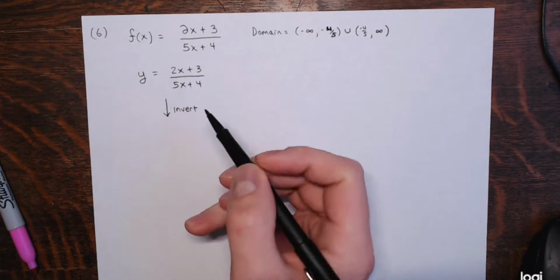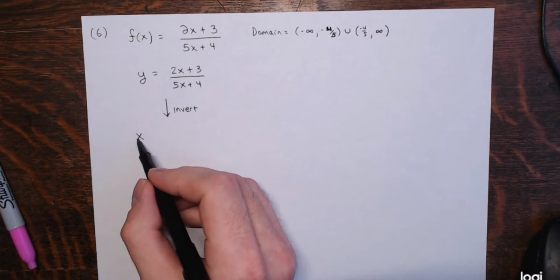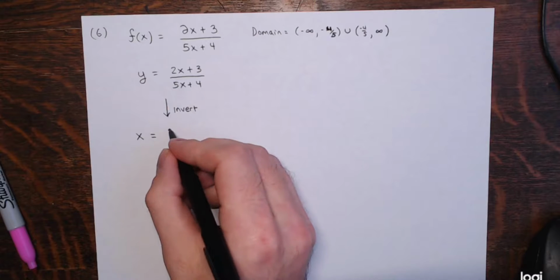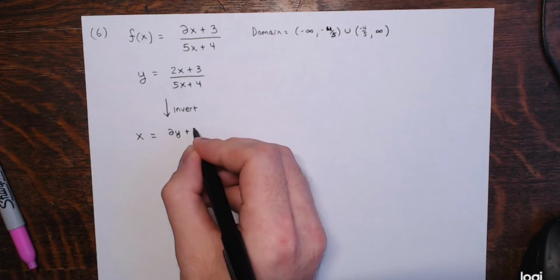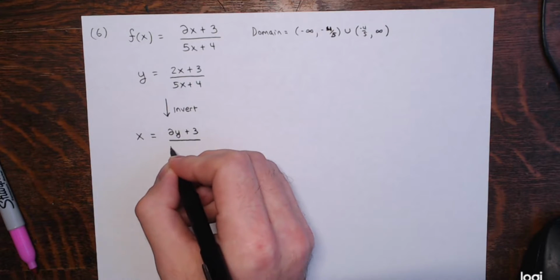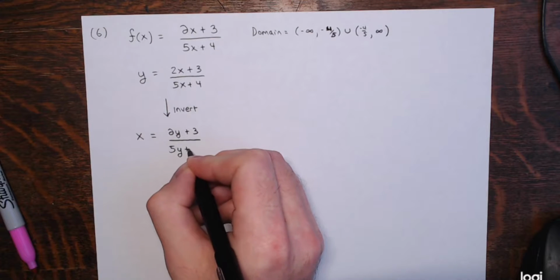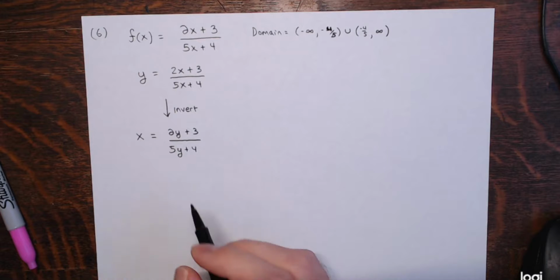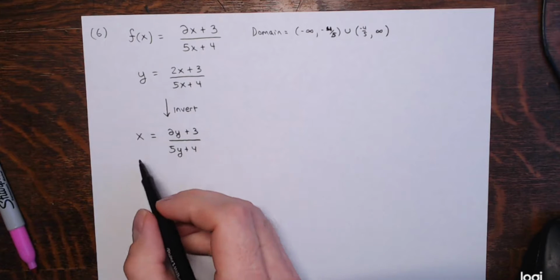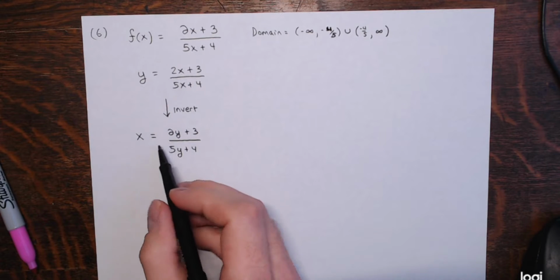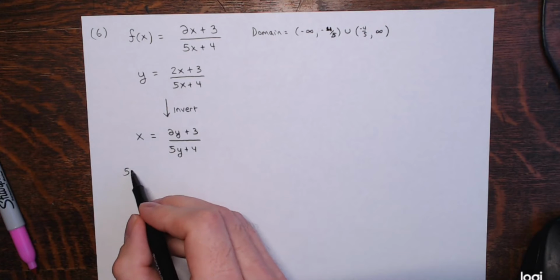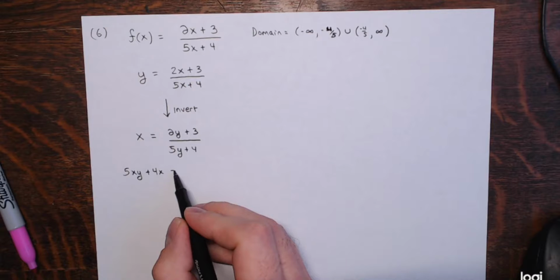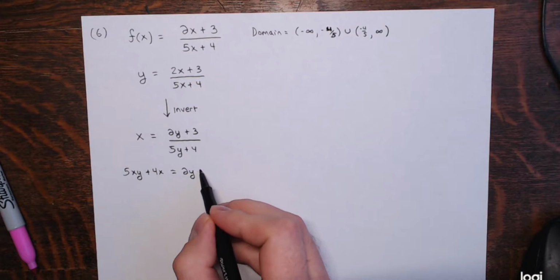Alright, so y becomes x, and the x's become y. So x equals (2y plus 3) divided by (5y plus 4). And we solve this for y. One thing to do here would be multiply both sides by 5y plus 4. So x times (5y plus 4) would be 5xy plus 4x, distributing the x, equals 2y plus 3.